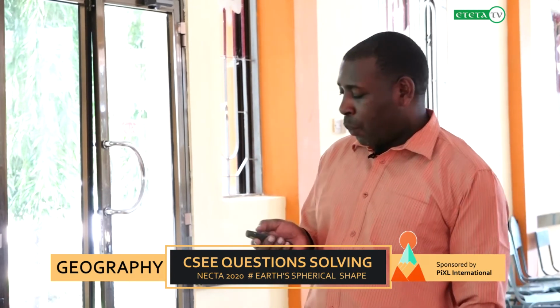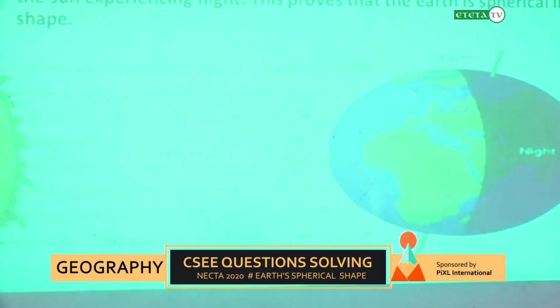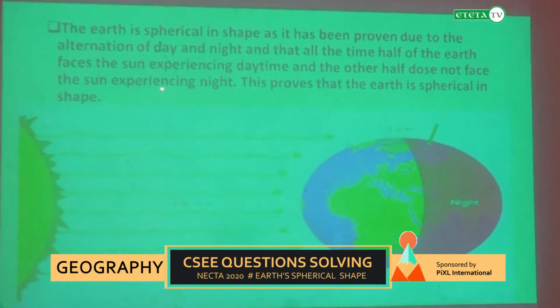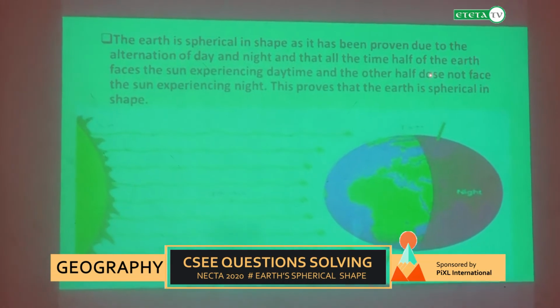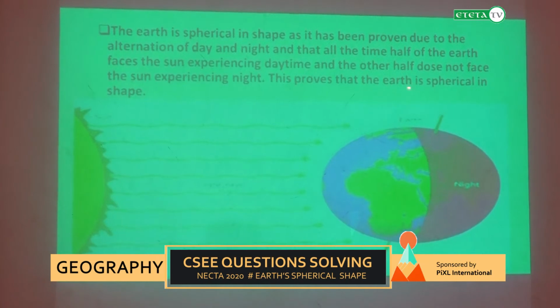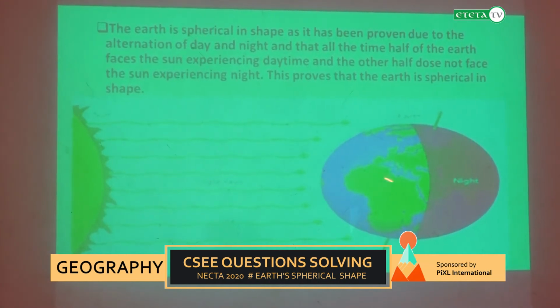Now here, the earth is spherical in shape as it has been proven by the alternation of day and night, that all the time half of the earth faces the sun, experiencing daytime, and the other half, which doesn't face the sun, experiences night. This proves that the earth is spherical in shape. So you can see here in the diagram that when the sun rises, it gives light on one side. The other side, it doesn't give light.